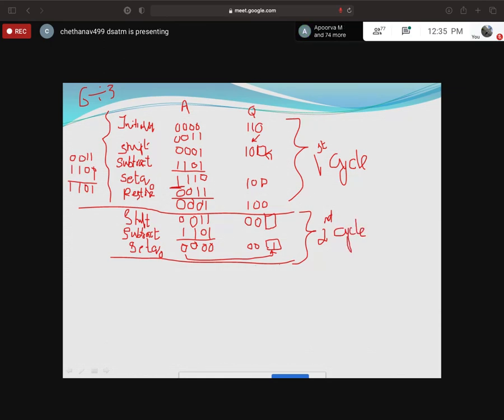After your second cycle completes, again the same procedure. Shift towards the left side. 1, 0, 0, 0, 0, 0. Anyway, all bits are 0, so I've written 0. I've shifted towards the left side by 1 bit. Next is subtract, the normal procedure.